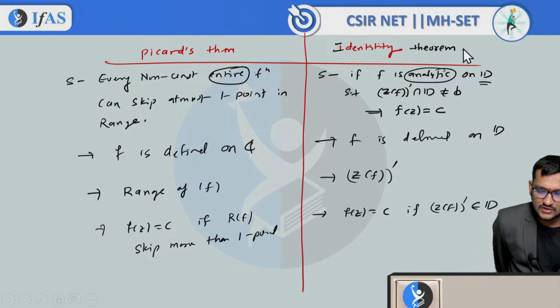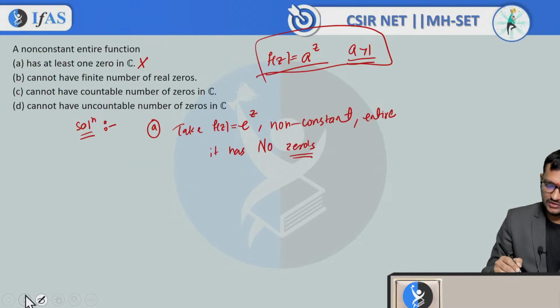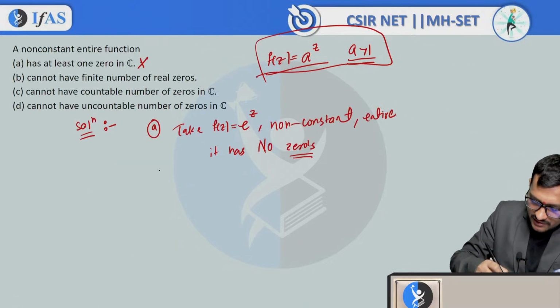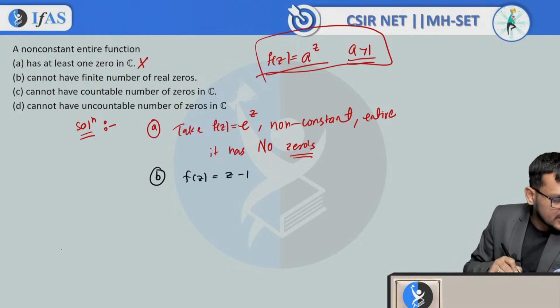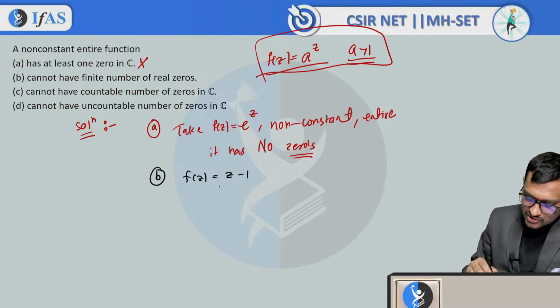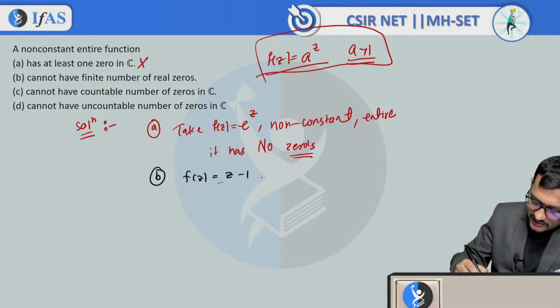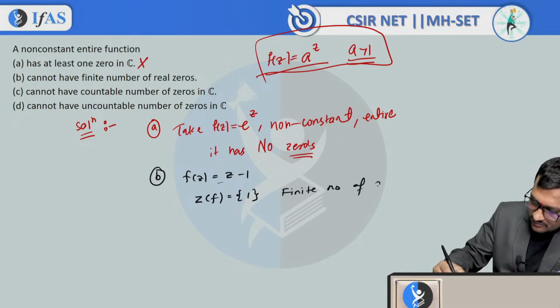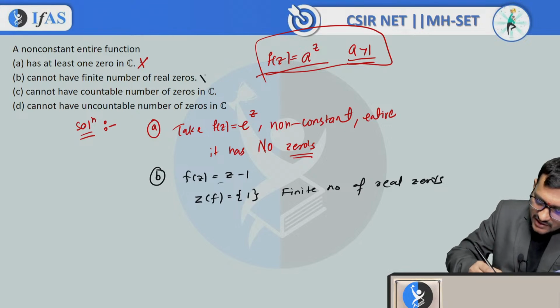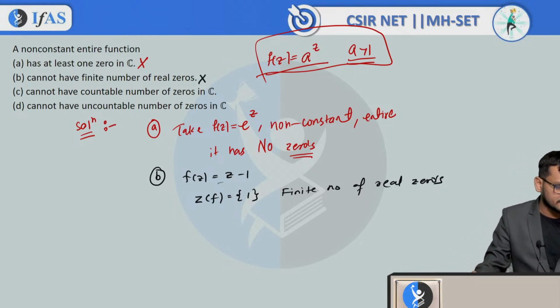All right. So what about the question? Cannot have a finite number of zeros, real zeros. Incorrect. Take f(z) = z minus 1. This is a complex function, non-constant, entire, and it has zeros. How many? A finite number of real zeros. So with this we can discard B as well.